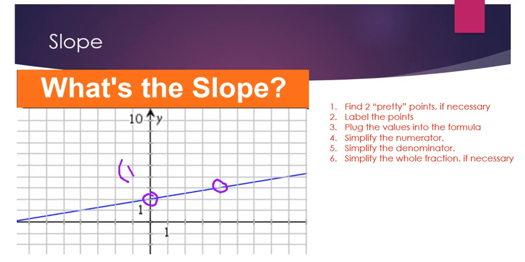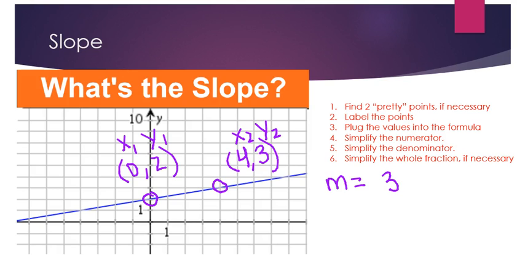This point is going to be 0, 2, and this point is 4 is my x value, and 3 is my y value. Now, we find the pretty points. We label them. This is going to be x1 and y1, and this is going to be x2 and y2. Okay, so we plug those in. We get 3 minus 2 over 4 minus 0.